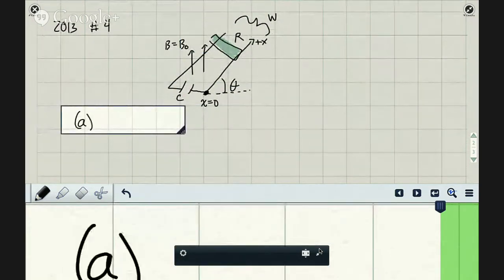Okay. So question A. Question A says find the equation that could be solved for the charge on the capacitor as a function of the velocity of the rod along the rails. Okay. We can do that.